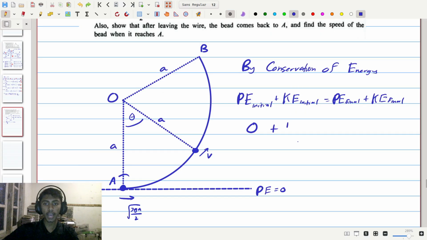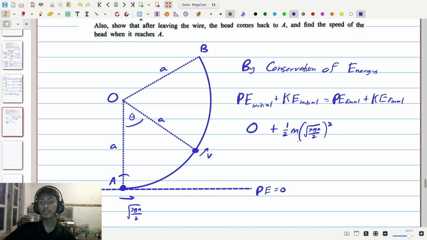KE initial is going to be half mv squared, which in this case is going to be half times the mass m times v squared, which is going to be root 7GA over 2 whole thing squared. So we can write root 7GA over 2 whole thing squared. We could have just removed the square root immediately, but I prefer writing it like this because it's more clear.